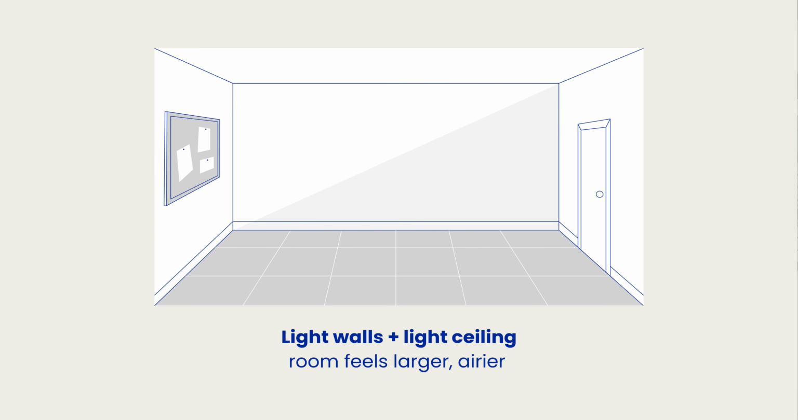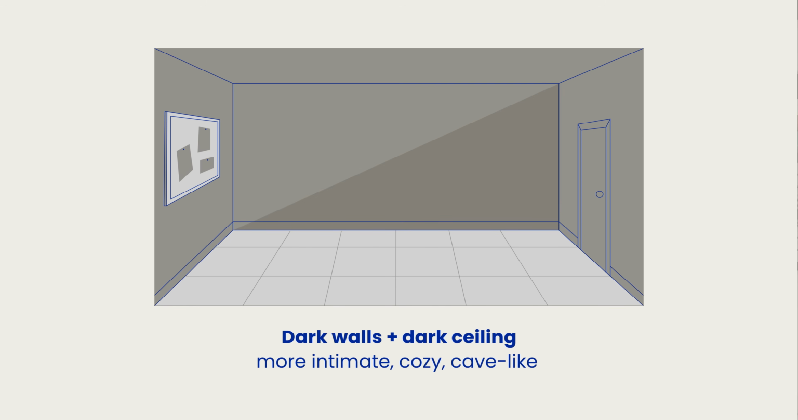Because perception is so important to how we feel in our rooms, I'm going to take a quick time out because I'm going to go through how to apply paint to the walls and how it can change your perception of the space. So let's go through a few examples because this is really helpful. If you go for light walls and a light ceiling, you will get a room that feels larger and airier. If you choose dark walls and a dark ceiling, you will get a more intimate, cozy, and cave-like vibe.